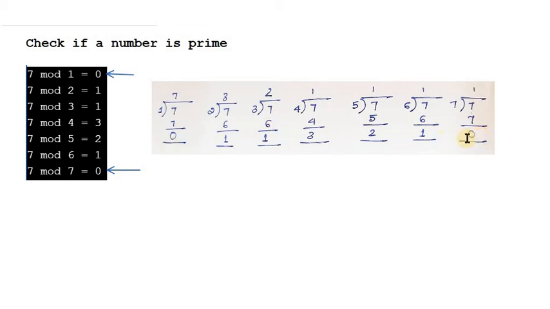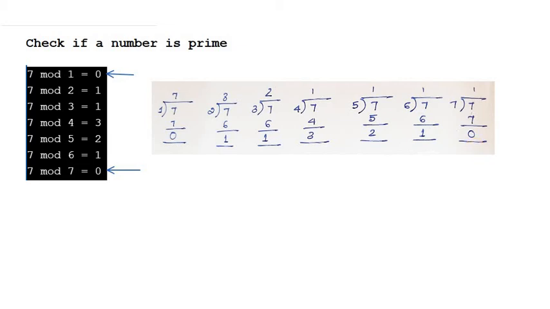What we can conclude from this is a number is divisible by another number only if the remainder is 0. So from this example, 7 is divisible by the number 1 and itself. Hence, we can conclude that it is a prime number.